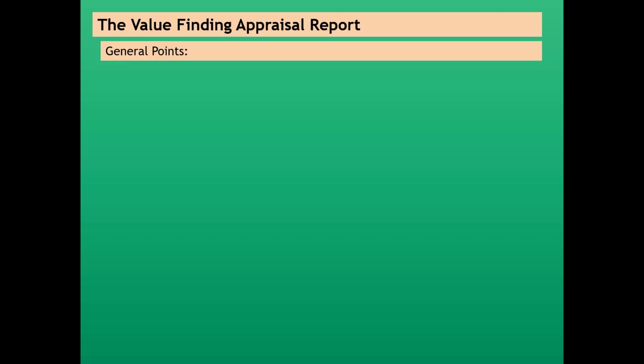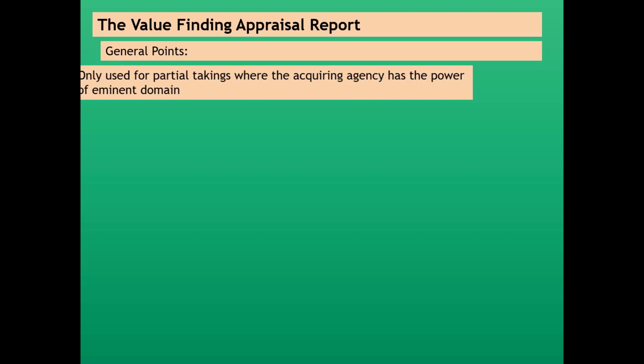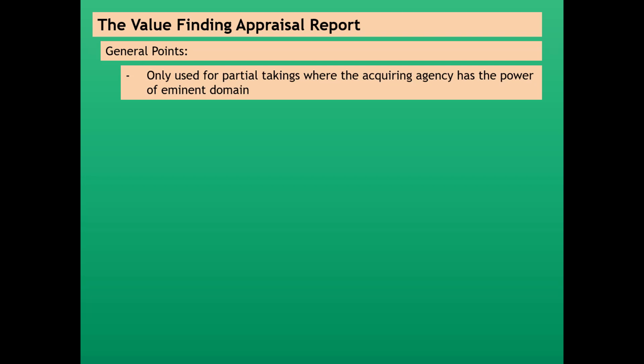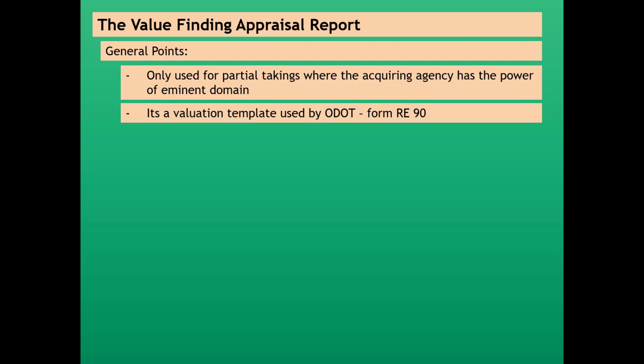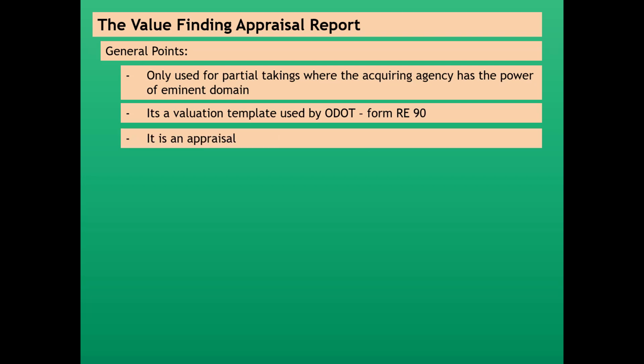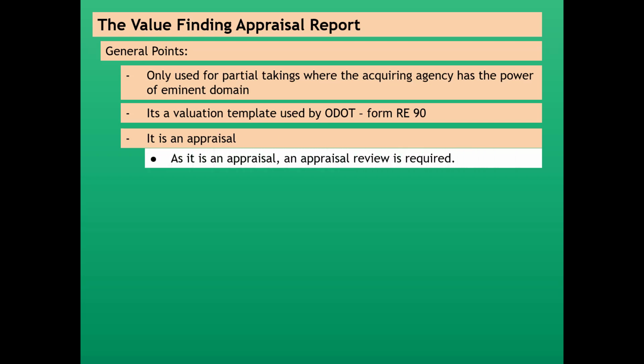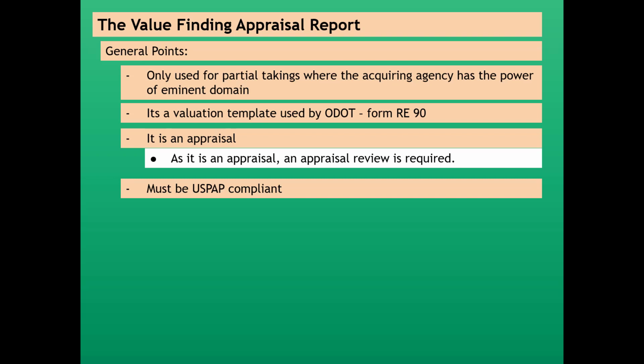The general points for the Value Finding Appraisal Report are: it's only used for partial takings where the acquiring agency has the power of eminent domain. It's a valuation template used by ODOT, and the form is RE90. It is an appraisal, and because it's an appraisal, review is required. It has to be USPAP compliant. USPAP's the acronym for Uniform Standards of Professional Appraisal Practice.